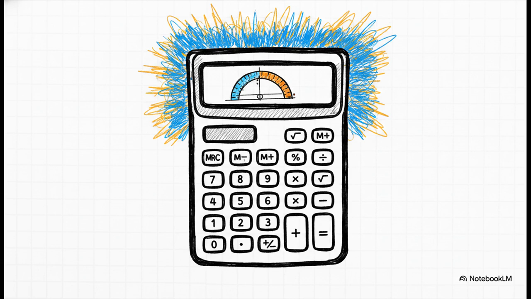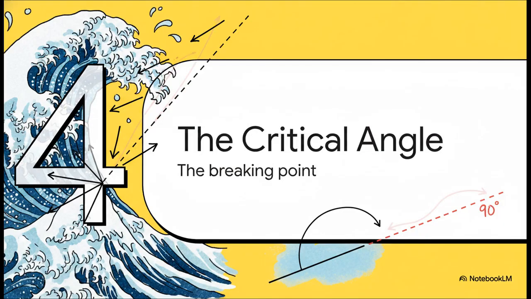Seriously, if it's in radians, you'll do all the complex math perfectly and still lose the marks. Always check for that little D on your screen. All right, we've reached the climax of our wave's escape attempt.